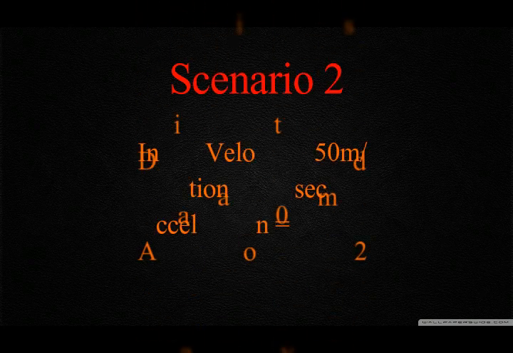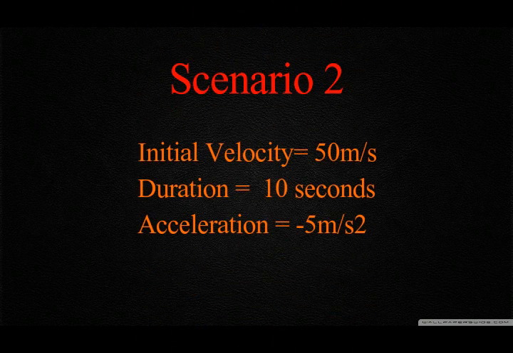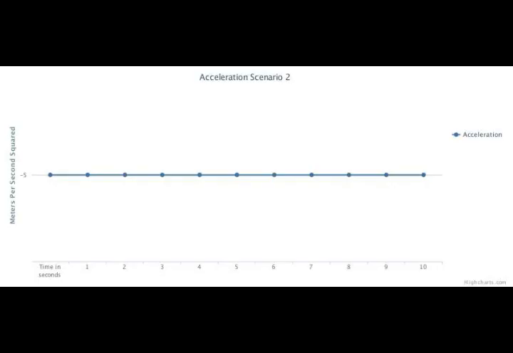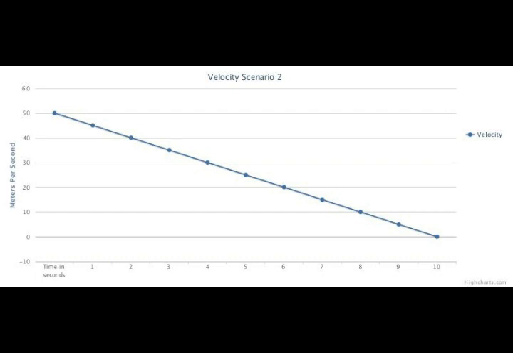If the car was braking at 5 meters per second for 10 seconds with an initial velocity of 50 meters per second, the graphs would look like they had been reflected over the x-axis. The acceleration graph would have an equation of y equals -5. The velocity graph would start at 50 and would decrease to 0 with the equation velocity equals -5t plus 50, where t stands for time in seconds.